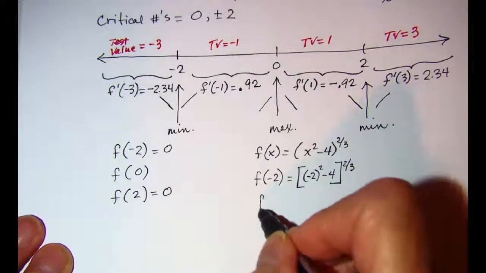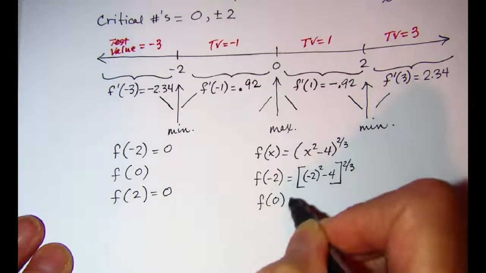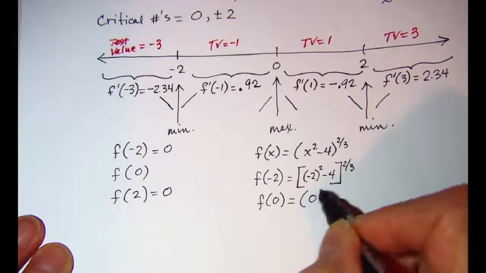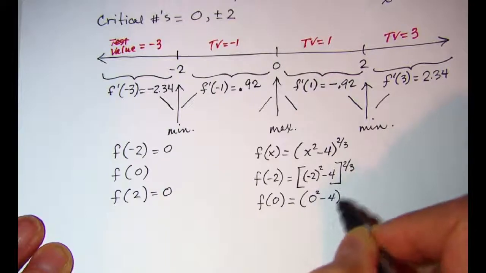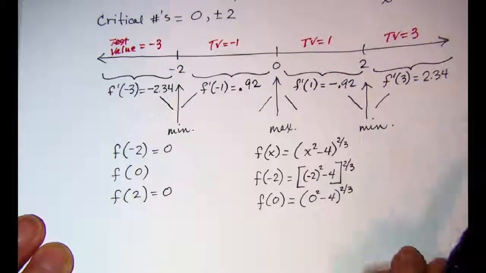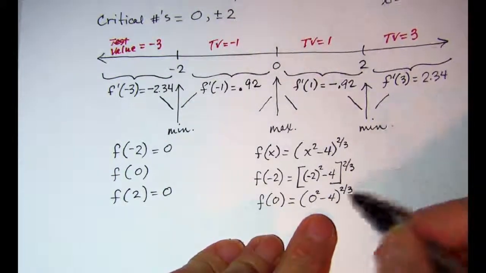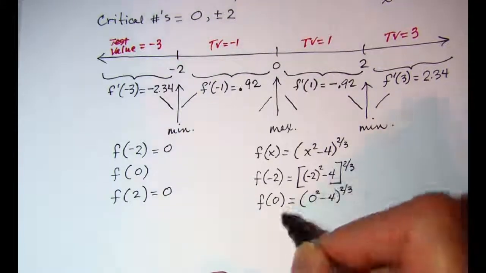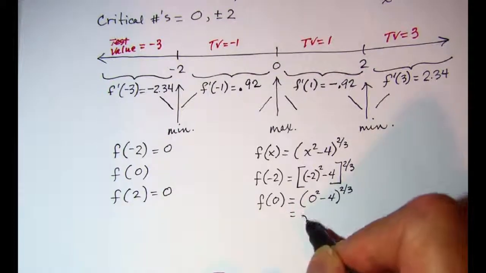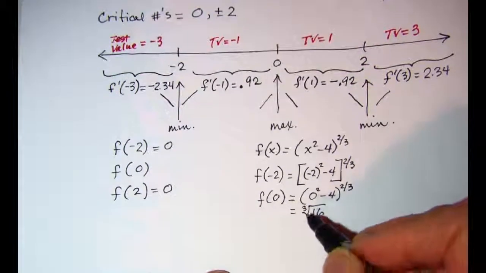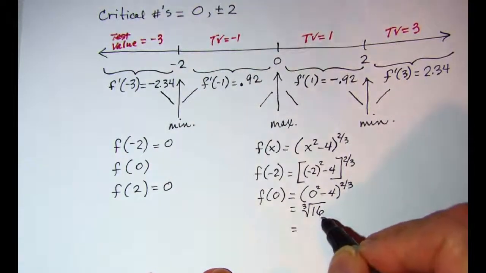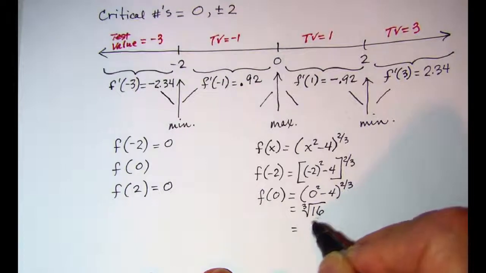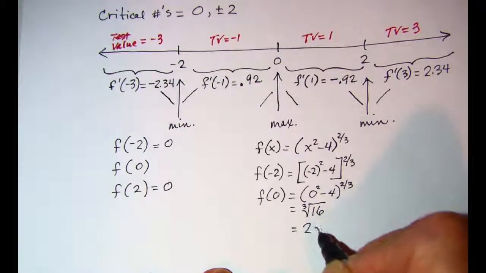F of 0 is 0 squared minus 4 to the 2/3. So -4 squared is 16. The cube root of 16. This simplifies to 16 is 2 to the 4th power. So this simplifies to 2 times the cube root of 2.